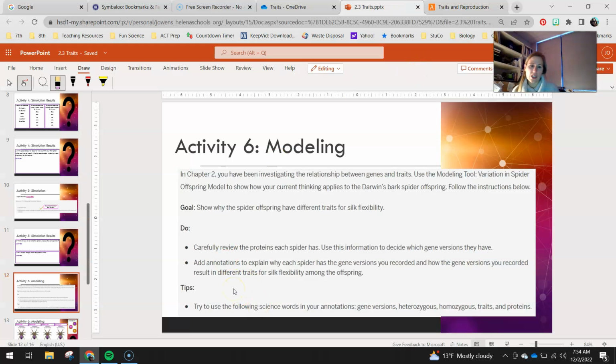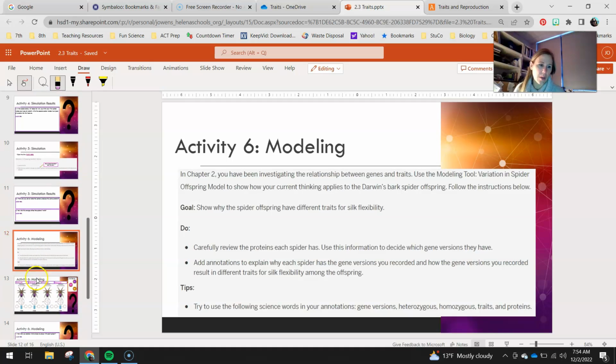Okay, add annotations to explain why each spider has the gene version you recorded. Don't worry about the annotations. I actually just ask you these questions. So try to use the following science words in your annotations: gene versions, heterozygous, homozygous, traits, and proteins. Remember, instead of gene versions, we're going to call them alleles.